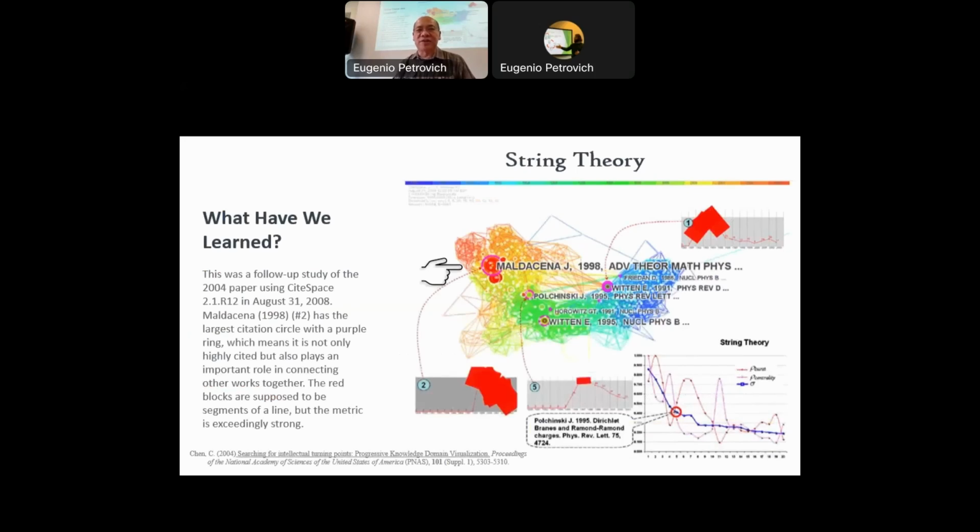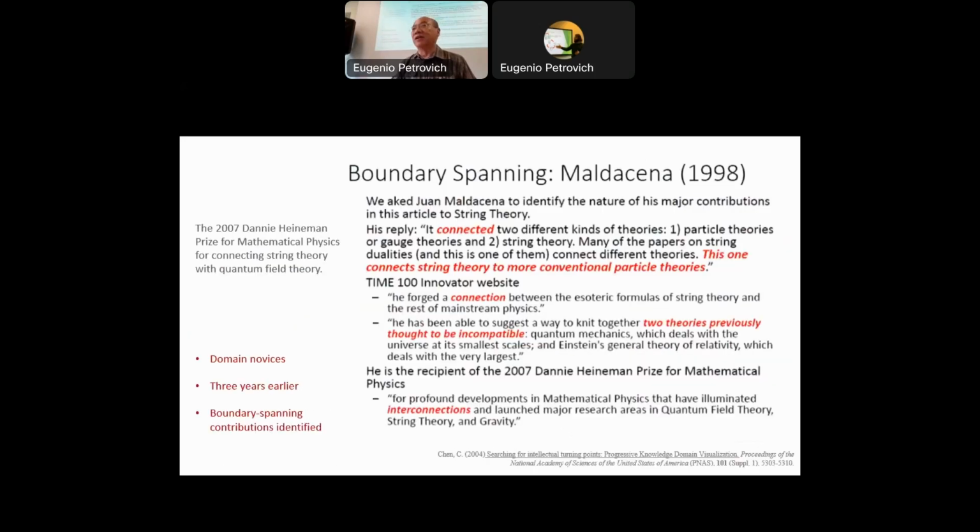Another case for string theory, but here you read what are the reasons they give the award. Again, here we are ahead by 3 years. So the award here was obviously identified by experts, but without knowledge, we know this simply because of the patterns.